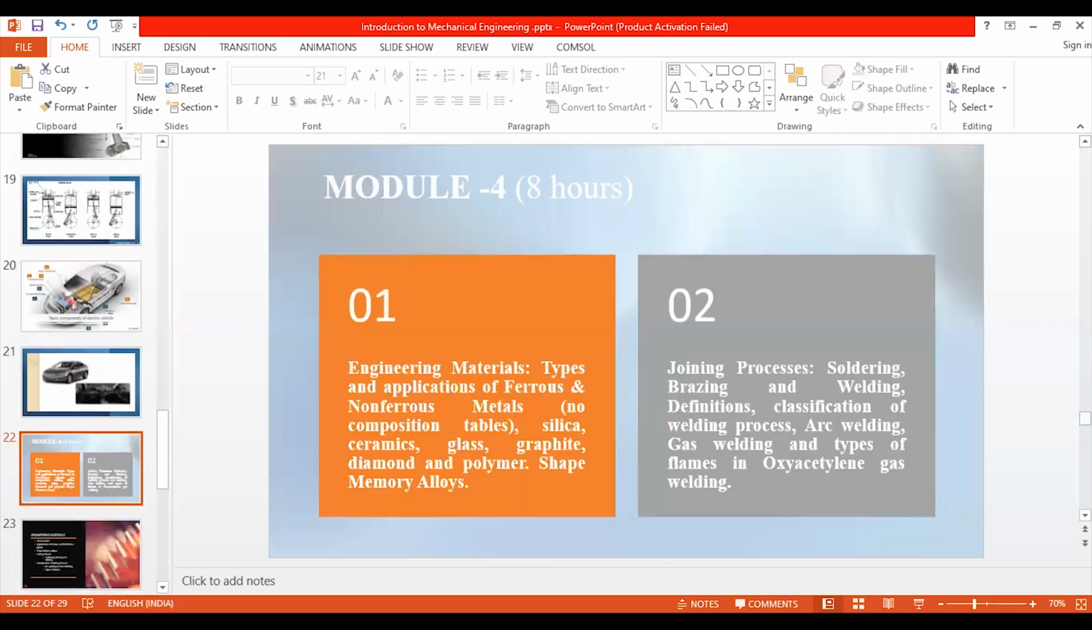Contents of Module 4. Engineering materials, types and applications of ferrous and non-ferrous metals, silica, ceramics, glass, graphite, diamond, polymer, and shape memory alloys. Under joining processes, soldering, brazing, and welding will be discussed. Under welding, electric arc welding, gas welding, and types of flames in oxyacetylene gas welding.